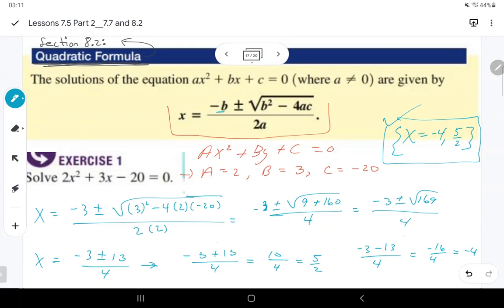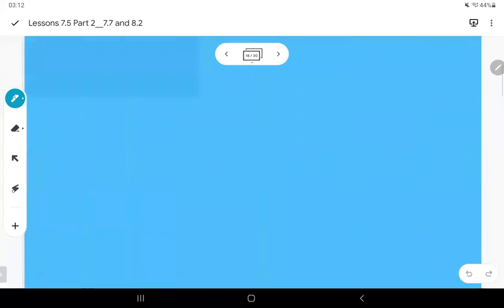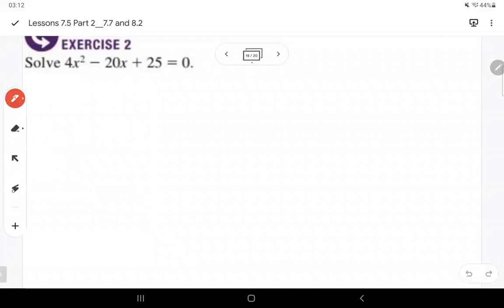And if you were to have graphed that or tried to factor it, you would have ended up in the same spot. So there you are with that. All right, we got a couple more of these, so let's work those out.